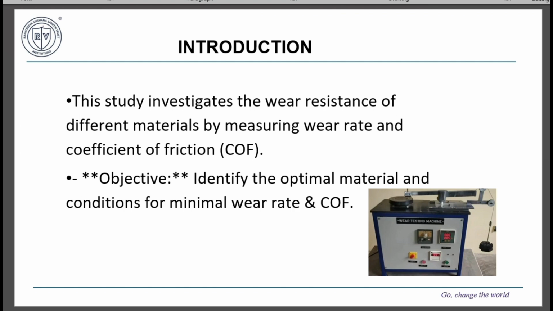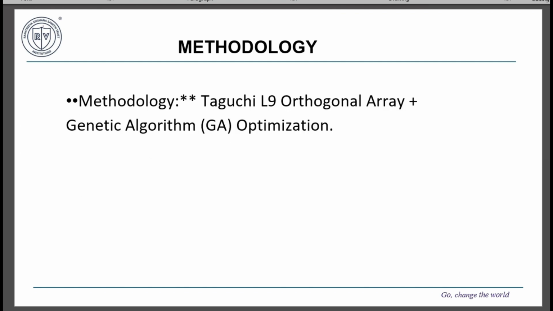This study investigates the wear resistance of different materials by measuring wear rate and coefficient of friction. In this experiment, the objective is to identify the optimal material and conditions for minimal wear and coefficient of friction. The methodology used is Taguchi L9 orthogonal array and genetic algorithm optimization, which are both robust design concepts, which help in optimization of various iteration experiments.